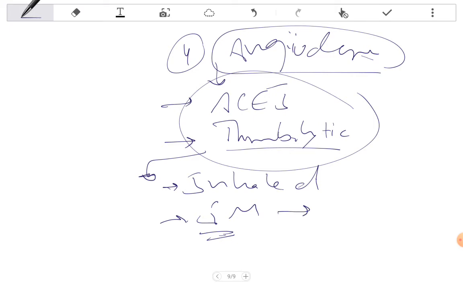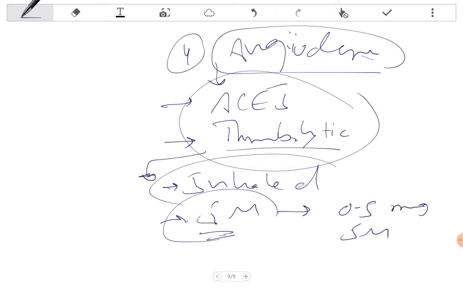The usual dose in these patients is also 0.5 milligram IM in the anterolateral side. We can use it inhaled. We start with 0.3 milligram inhaled with normal saline. Okay.